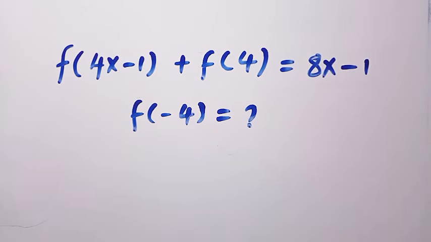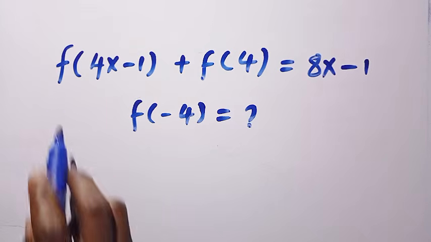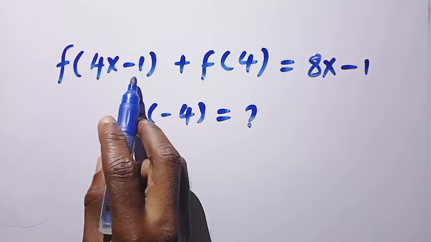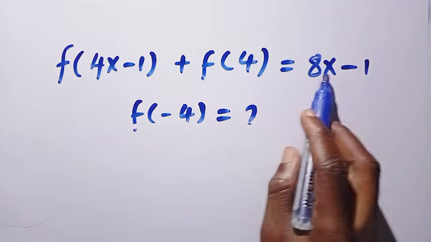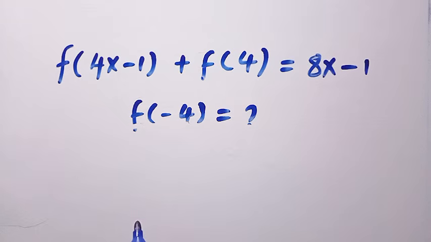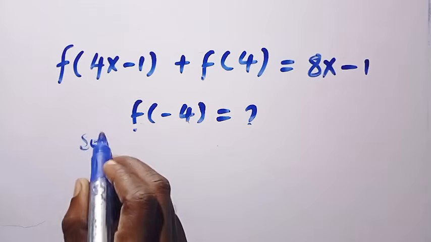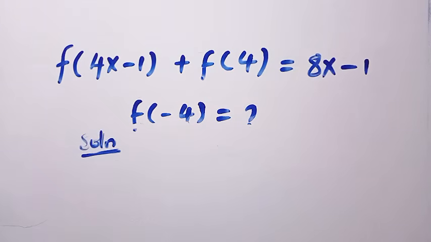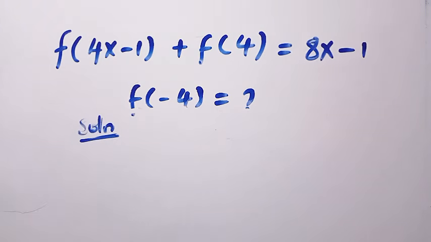How to solve these nice functional equations in a general form. We are given f of 4x minus 1 plus f of 4 equals 8x minus 1. And what is f of minus 4? I will solve this problem in two different methods, and let's see how we can solve this in two different ways.